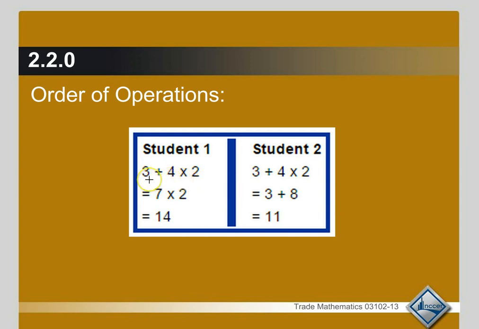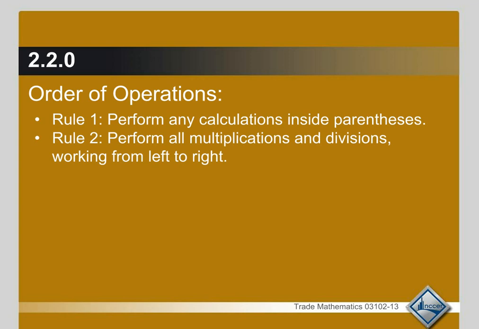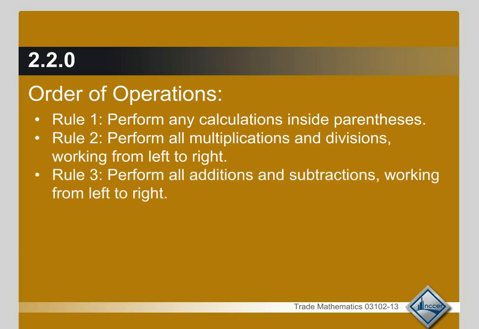Student number 1 added first. Student number 2, working from left to right, skipped over adding these two numbers and went to the multiplication part of it. So student number 2 is the one who got this answer right. Working from left to right, 4 times 2 is 8. Then you do the addition, and the correct answer is 11. Inside parentheses or brackets, then multiplication and division from left to right, then additions and subtractions working from left to right.